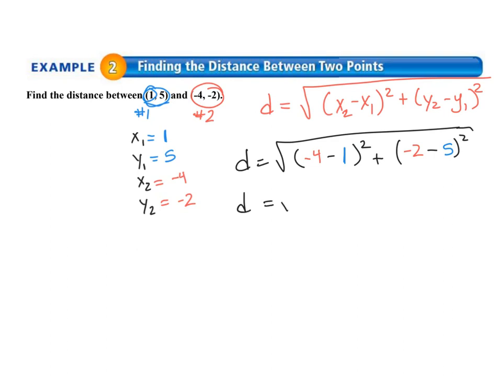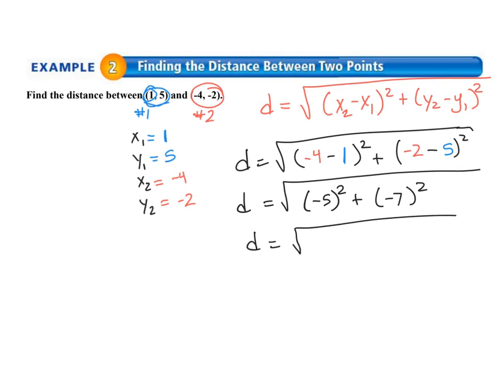So let's start it off. -4 minus 1 is -5. -2 minus 5 is -7. So we've got the square root of -5 squared plus -7 squared. The good news about all those negatives is they just go away. So we get 25 plus 49.